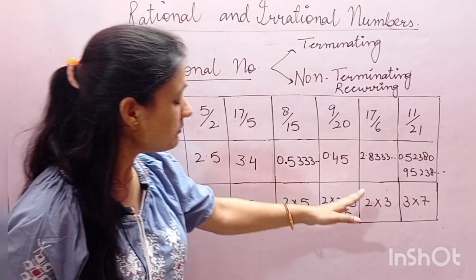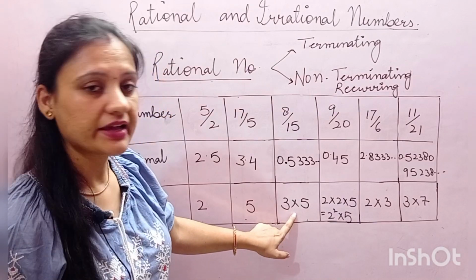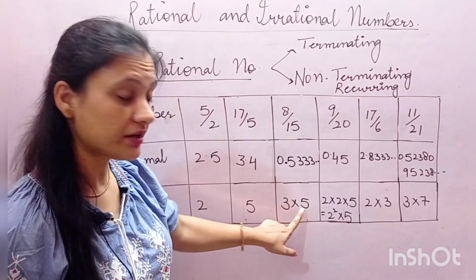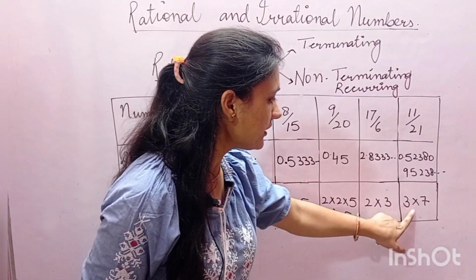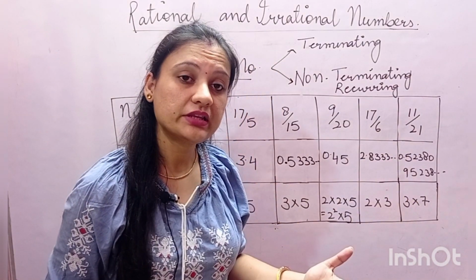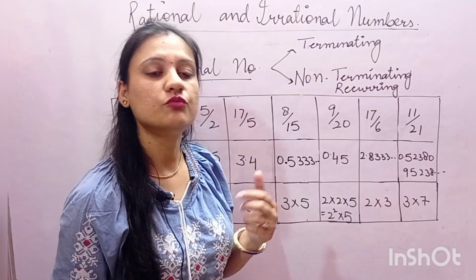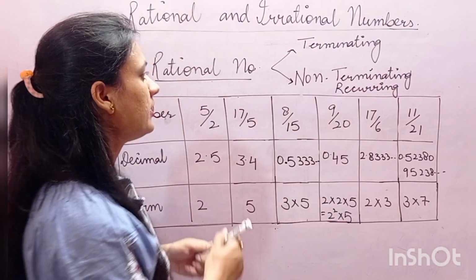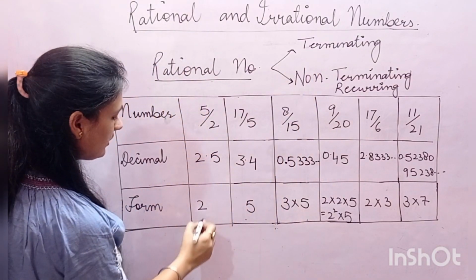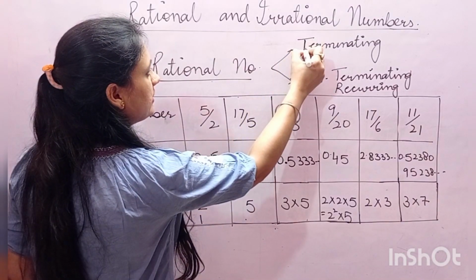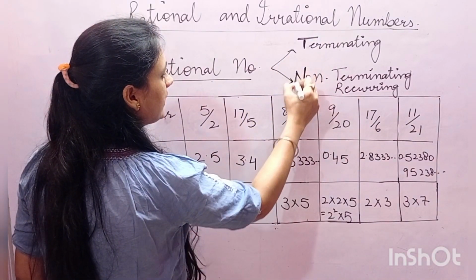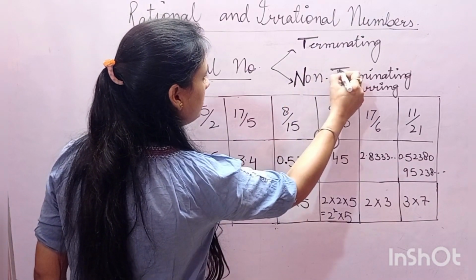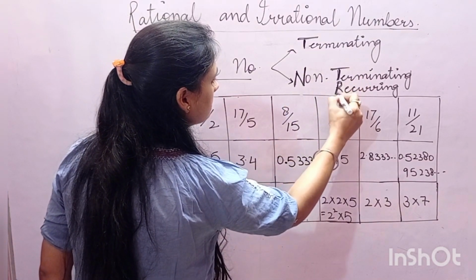And in the rest of the numbers, you see that either 5 is there but another number is also there as a prime factor. Here also, they are non-terminating recurring numbers. So what we can say, we'll write down T for terminating numbers, and for non-terminating, we'll write down NTR.